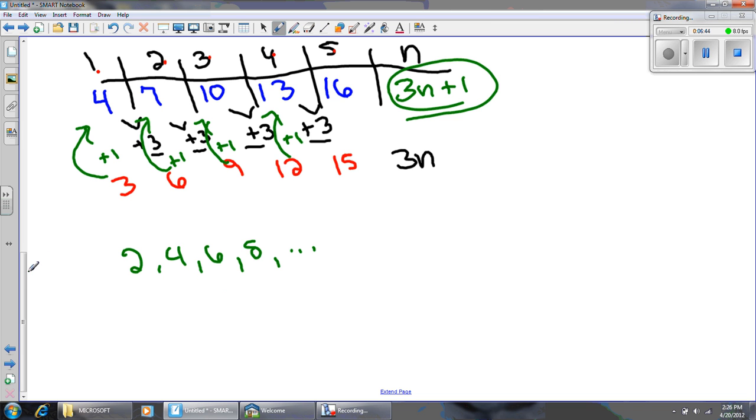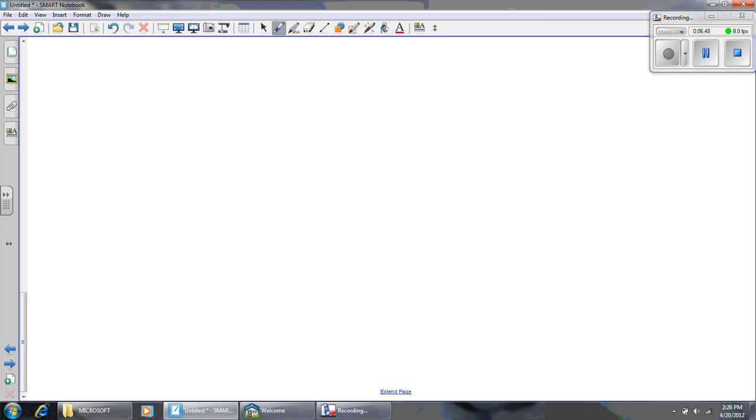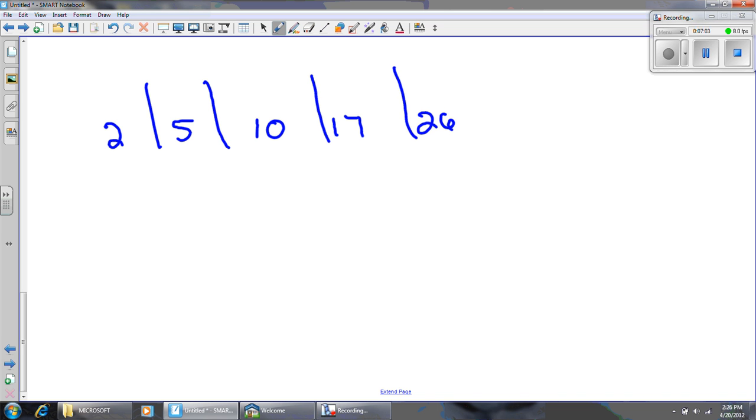All right, now remember that if the pattern goes like this, where we go, let's see here, 2, 5, 10, 17, and 26. Okay, you make your little table, right?